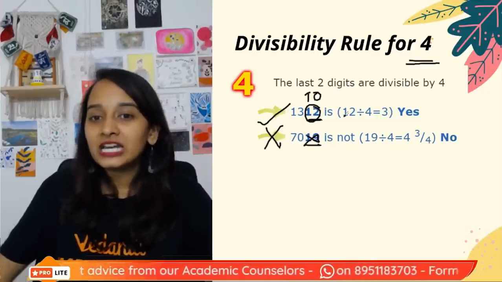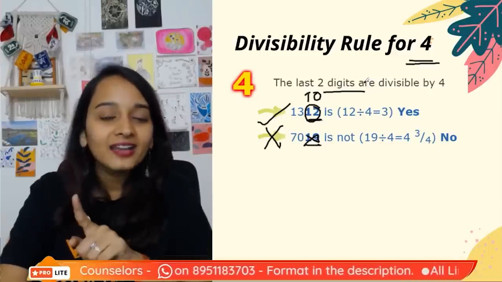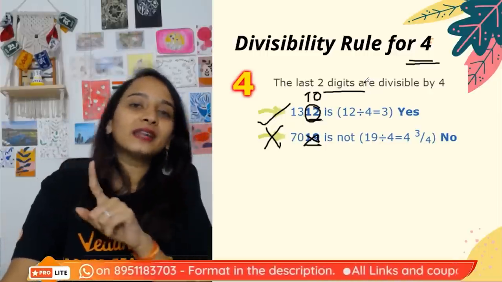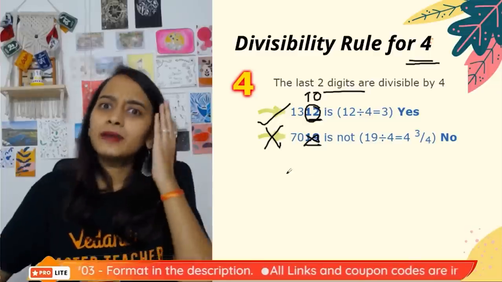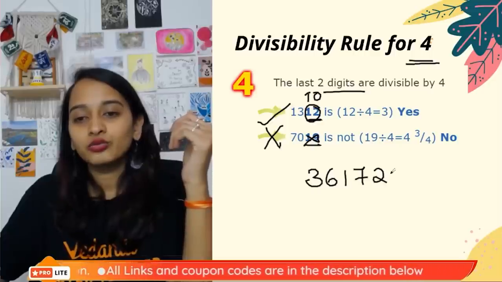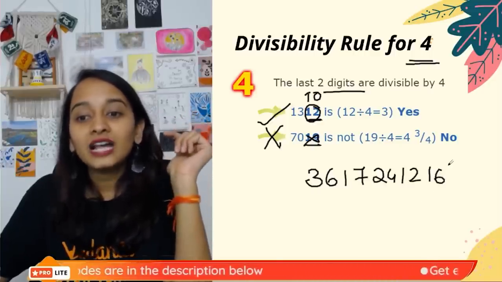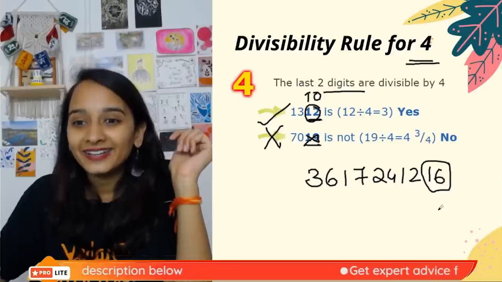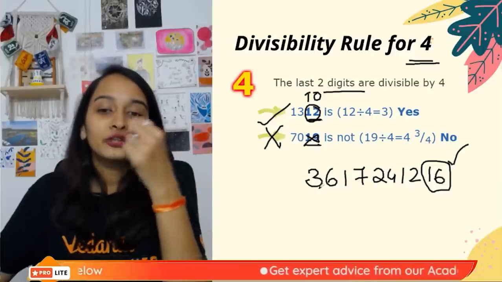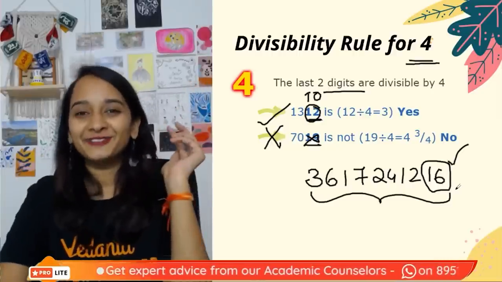तो आपको क्या check करना है? Last 2 digits. अगर वो divisible है 4 से, तो entire number 4 से divisible होगा. जितना भी बड़ा number लो आप. For example, let's take 3, 6, 1, 7, 2, 4, 1, 6, 1, 1, 2, 1, 6. तो लास्ट 2 numbers देखो 16 है, विच इज डिविजिबल बाय 4. तो ये पूरा का पूरा बड़ा नंबर इज डिविजिबल बाय 4.